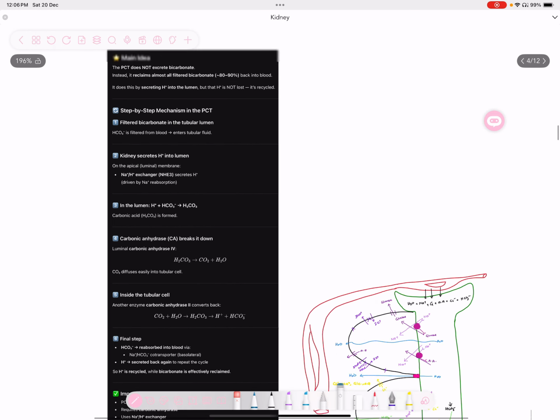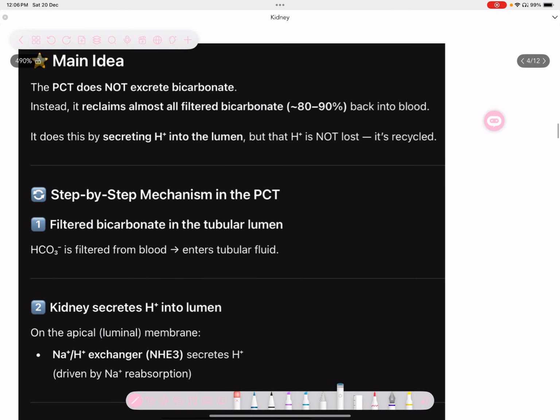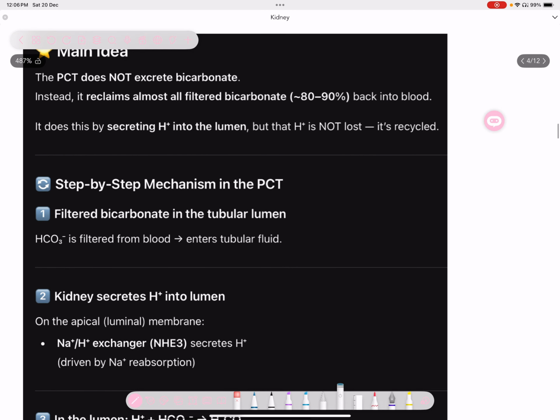Okay, now reading this information from ChatGPT. The proximal convoluted tubule does not excrete bicarbonate. Obviously, it does not excrete. It has to reclaim all the bicarbonate. Whatever bicarbonate comes from the GFR, it has to take that back into the blood. So 80 to 90% of that bicarbonate is reuptaken. So this is such a fascinating fact.